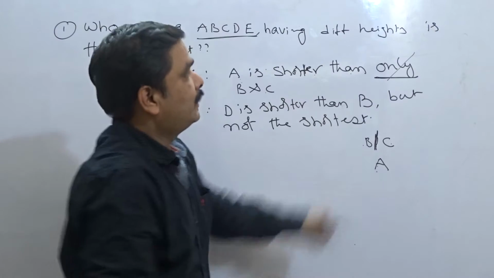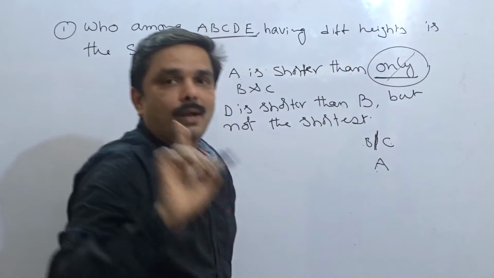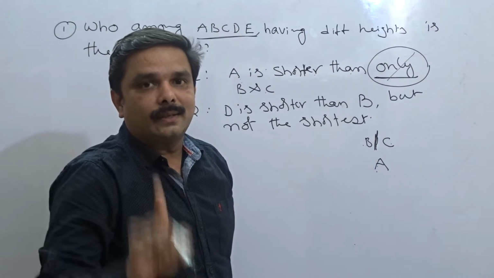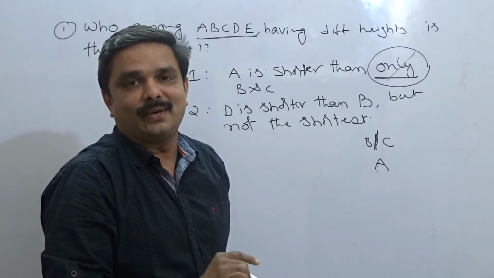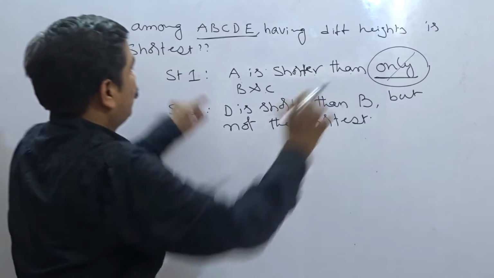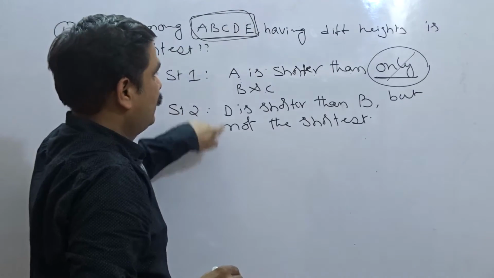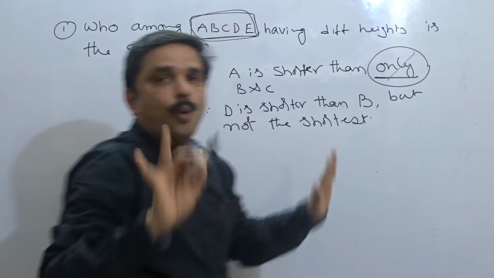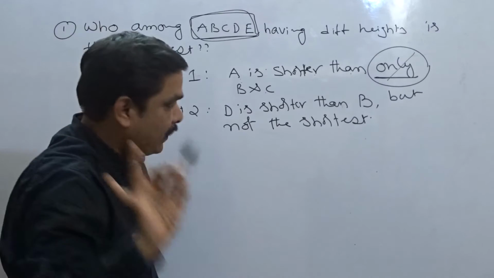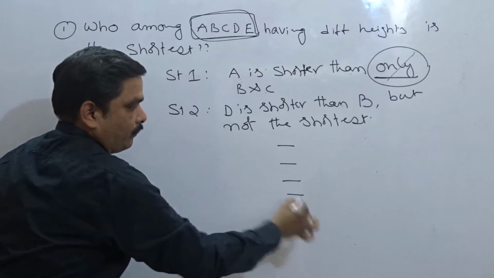Now what difference does it make when you go with the word "only"? Students, listen to this one carefully. Now here, you have to go in this way. When they have given that the comparison is among 5, and A is shorter than only B and C, the very meaning of this one is, now 1, 2, 3, 4, 5.